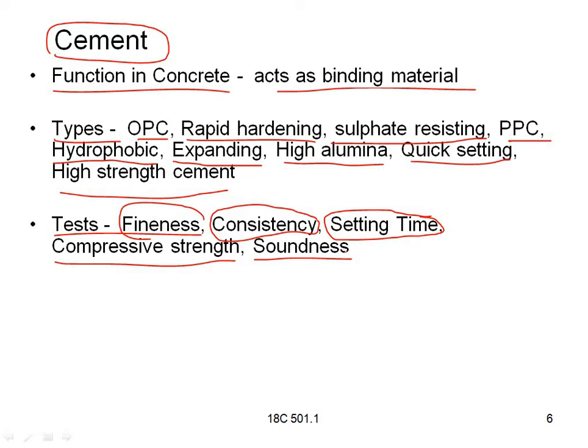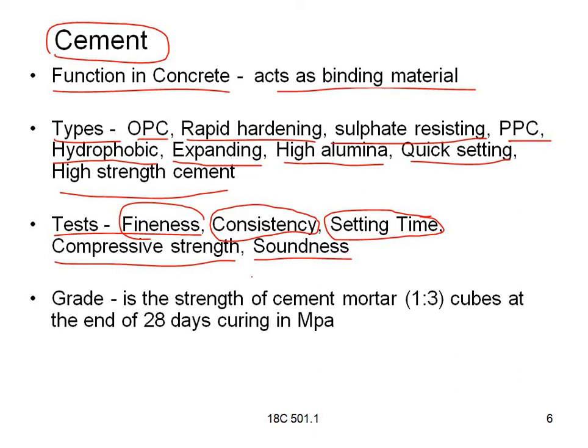And the next one is soundness of cement. Soundness is nothing but the quality being determined: what the cement is and how much soundness the cement should have. It is determined by an apparatus. The soundness test apparatus will also be there. So these are the main uses of the cement, and here you can see the grade is also mentioned.